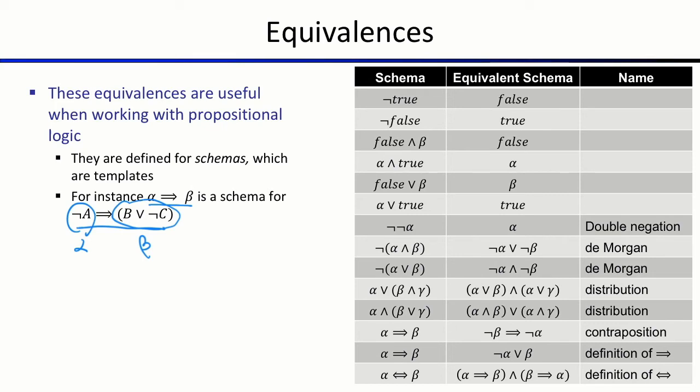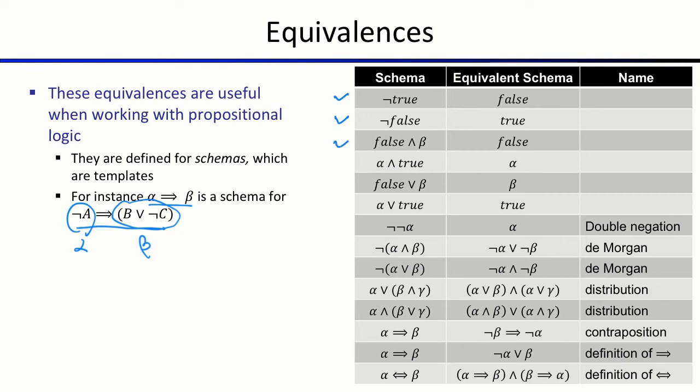So let's take a look at all those equivalences and check to see if they make sense. Some of them are really trivial, and we don't need to go into much detail to understand that. For instance, not true is equivalent to false. Okay, we can accept that, and not false being equivalent to true. Okay, it also makes sense.